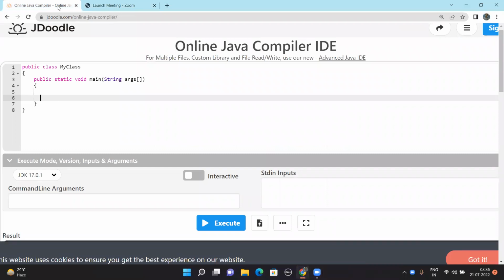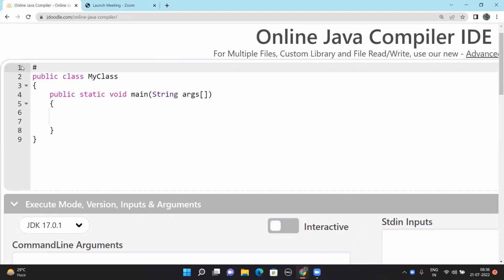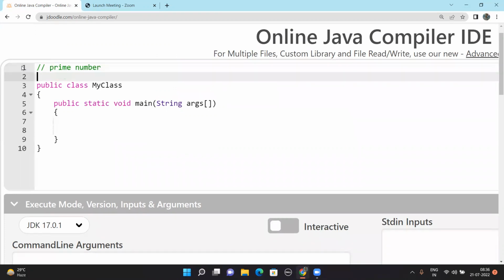In this session, we are going to discuss how to check whether a given number is prime or not using two approaches. One is recursion, second is non-recursion. Non-recursion is a normal one, and I will explain how to develop a recursive algorithm from a non-recursive algorithm.